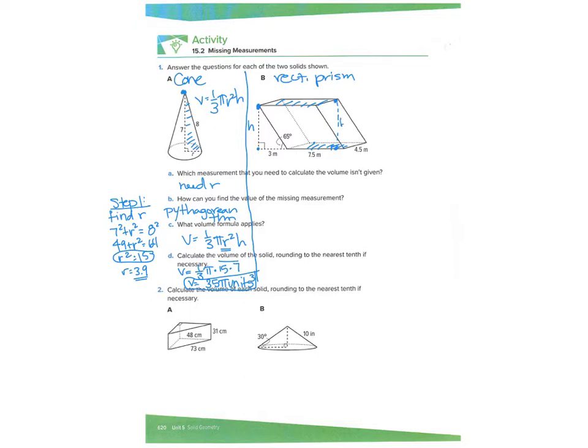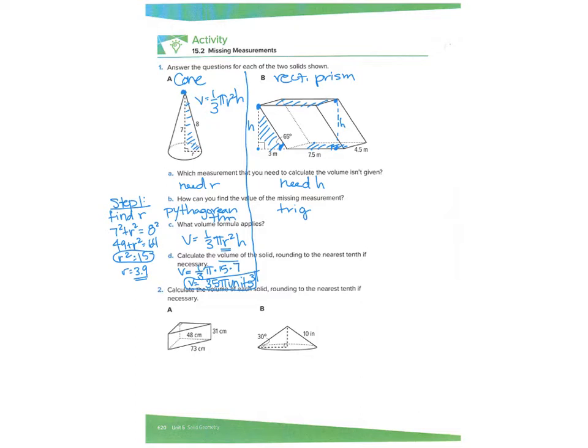So my height is drawn in two places. So I need my height of my prism. It says, how can you find it? Well, looking at the left side here, I notice there is a right triangle made from my height, this 3 meters, and my 65 degrees. So it looks like I could use my trig to find my h.